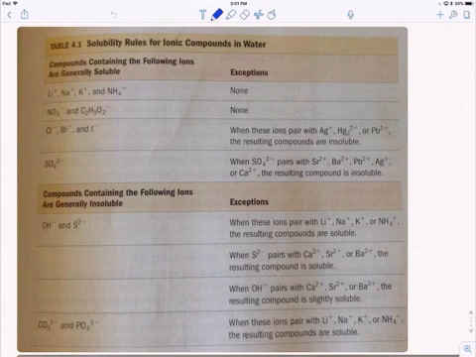Insoluble is, we cover this in the lab if you're taking the chem lab. Calcium carbonate is insoluble. So coral, limestone, marble is calcium carbonate. You put it in water, it doesn't dissolve. So these are the rules that allow things to be soluble or insoluble.